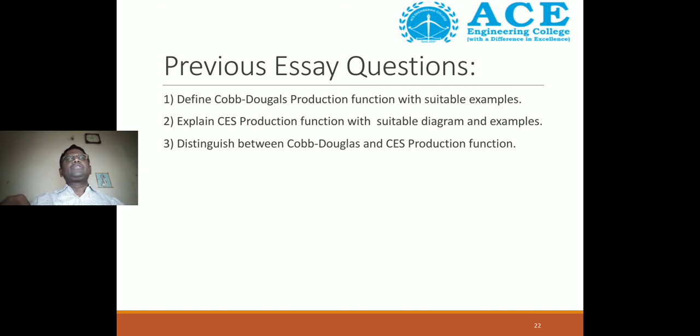So my dear students, in this session we learned about returns to scale and the different types of production functions. Please go through each and every slide, and it will be useful from the examination point of view.